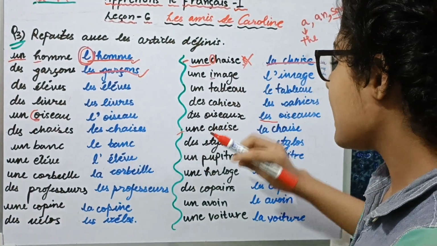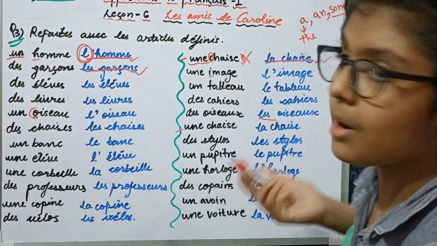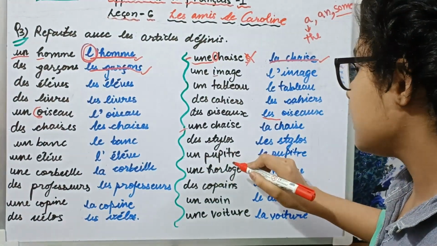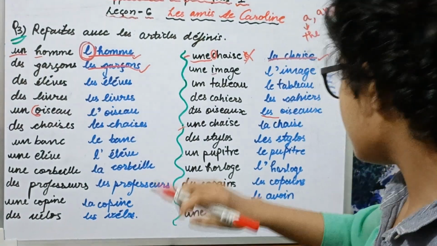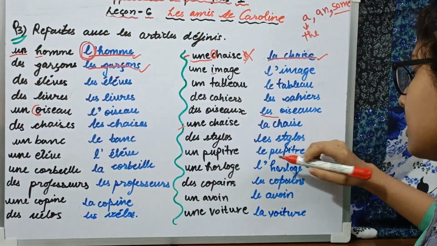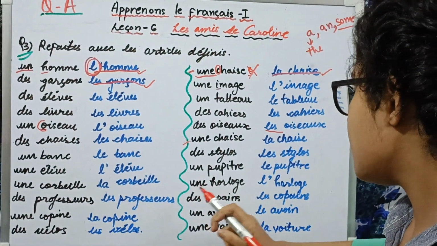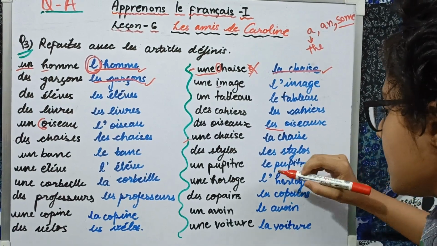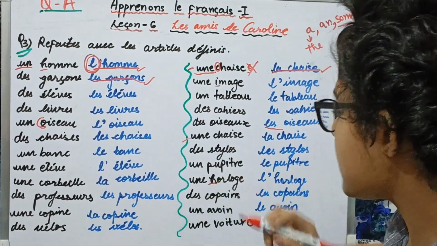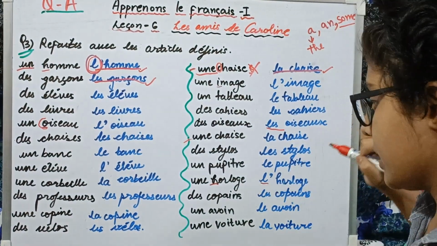So now we have des stylos, some pens, les stylos, the pens. Un pupitre means a desk, but that would be transformed into the desk, le pupitre. Then we have une horloge, a watch, that would be transformed into l'horloge, the watch. So this starts with an H, that is always silent in French, so that's why l apostrophe will come here.